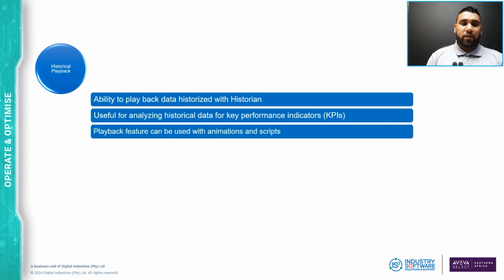If we look at historical playback, the Operations Management Interface provides the ability to play back data historized with the historian. This could be useful for analyzing historical data for key performance indicators, or KPIs, and overview information through graphics. System attributes specifically for the playback feature can be used with animations and scripts within the industrial graphic to provide functionality to play back historical data in a running view app. Examples are enabling playback mode and setting the start time and end time of the historical data that can be displayed. Let's have a look at how this works.